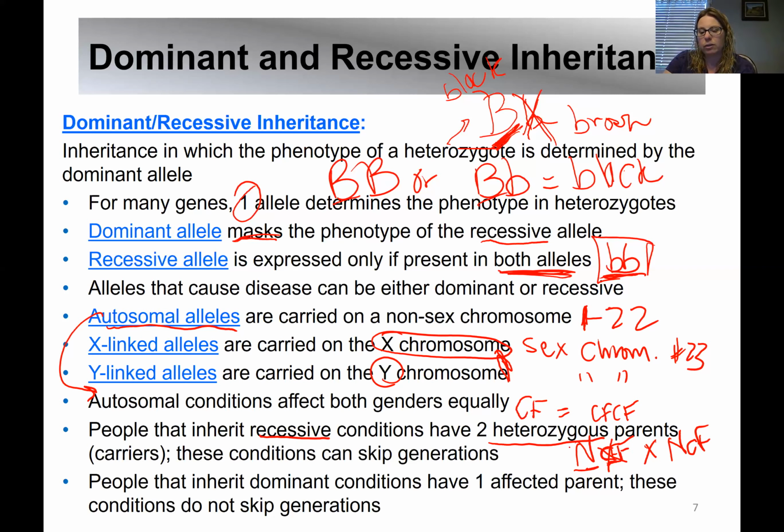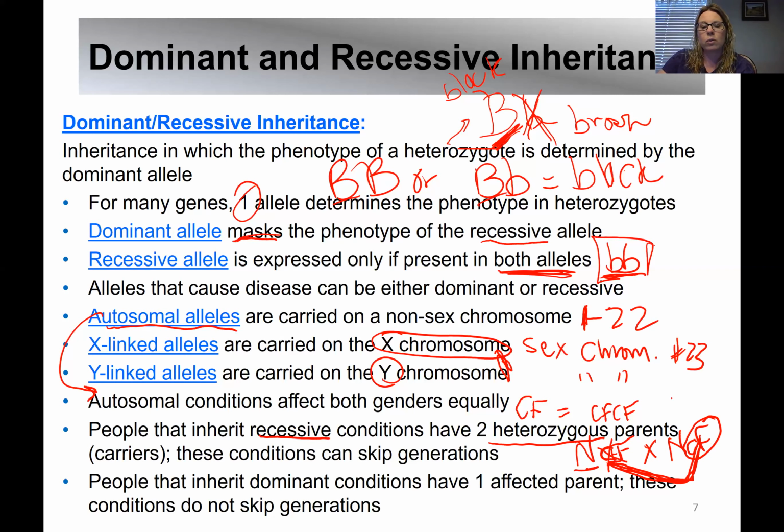We have a heterozygote, so both of these parents are going to be normal. Neither one of them has cystic fibrosis. They're what we call carriers because they carry this allele. And if these two alleles happen to cross in the offspring, they could have an affected child.